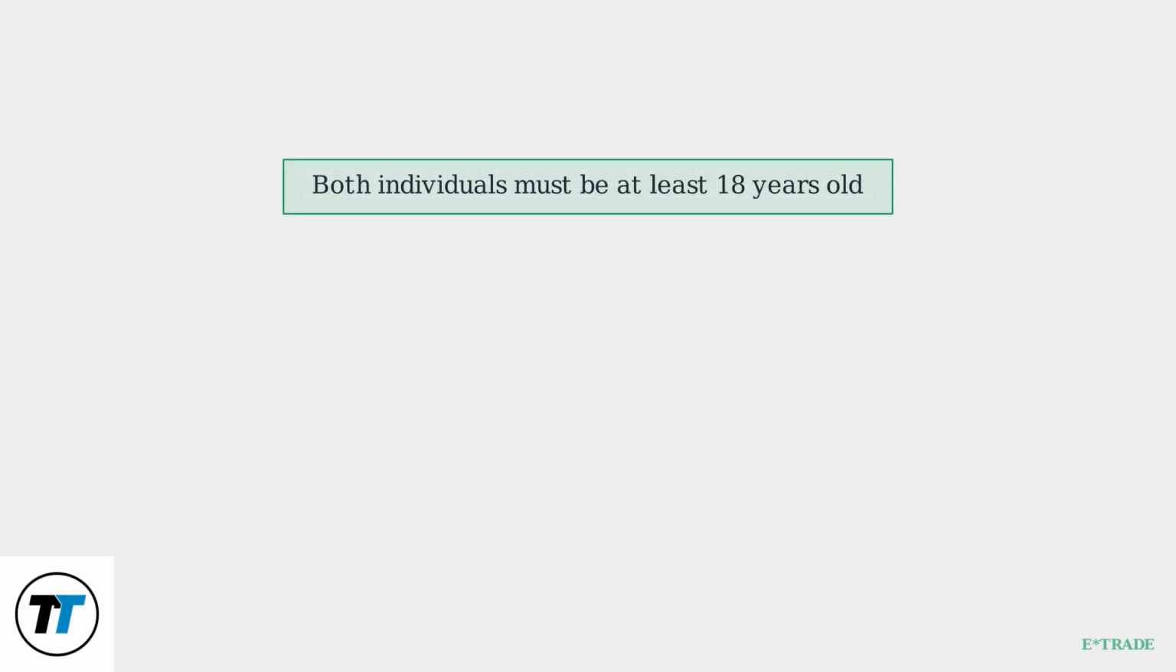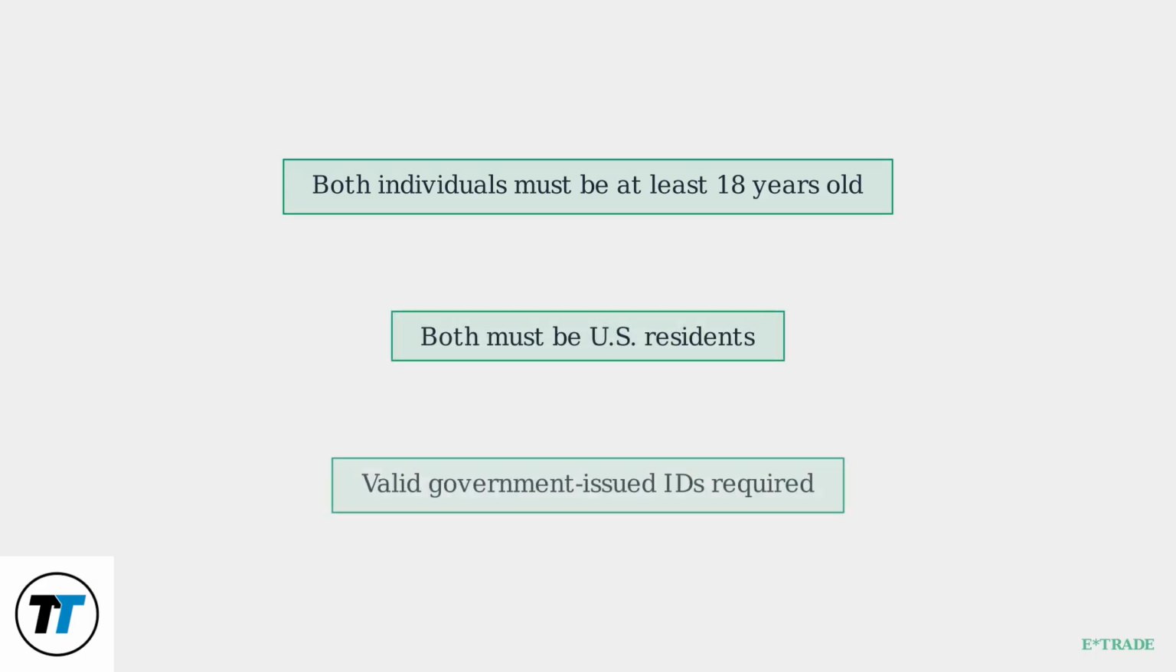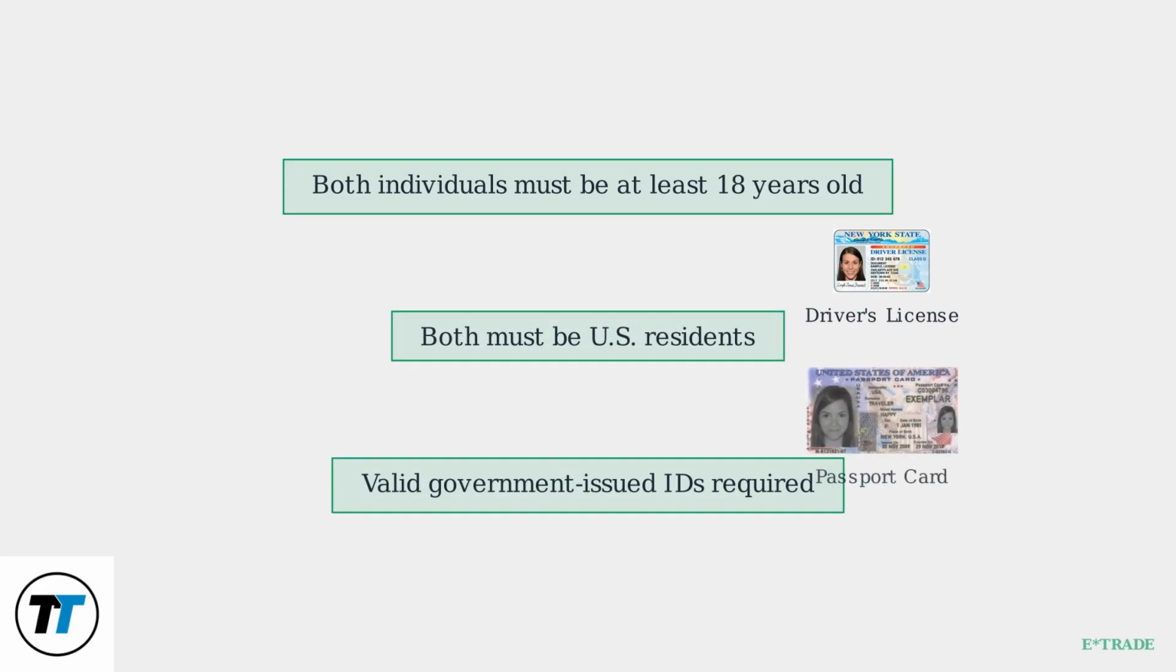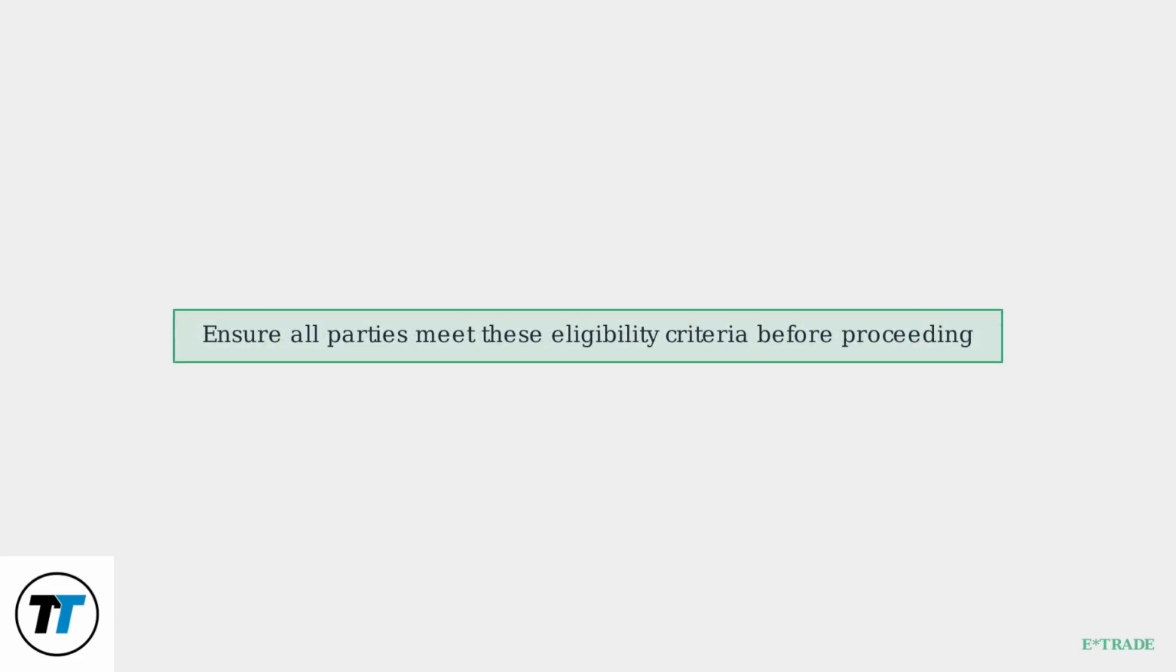To add a joint account holder on E-Trade, both individuals must be at least 18 years old. Both parties must also be U.S. residents. Valid government-issued identification is required for both holders. Non-U.S. residents may need additional forms and documentation. Ensure all parties meet these eligibility requirements before starting the application process.